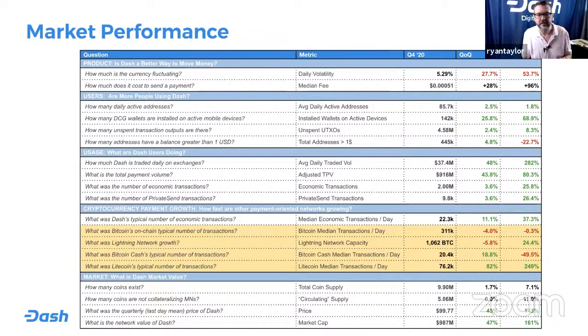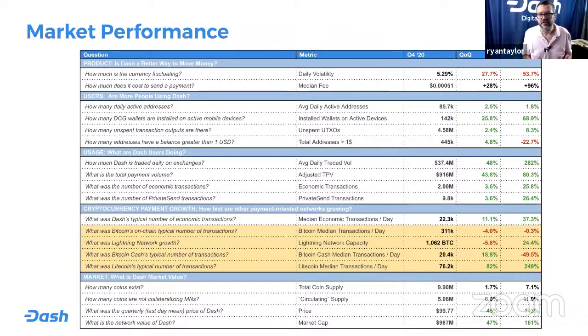Adjusted TPV, this is an adjusted payment volume. This is a metric that attempts to strip out money coming back to a change address and money paid from one set of addresses in a wallet to another. That was up about 44% during the quarter. Economic transactions increased about 3.6%. We do track this metric, but we actually like median economic transactions per day for a reason I'll explain in a moment, but that metric did go up as well. Private send usage was up about 4%.